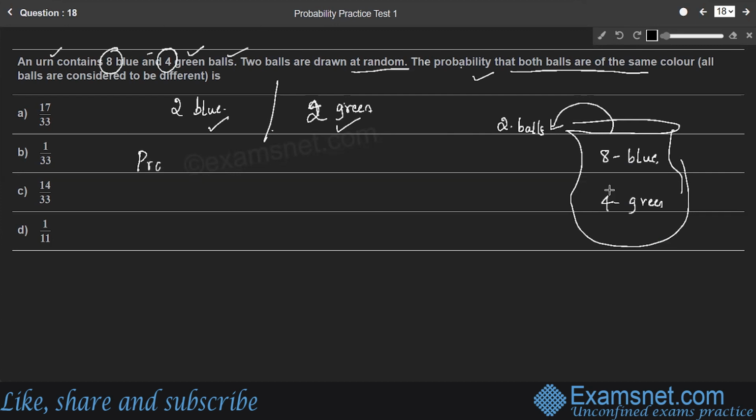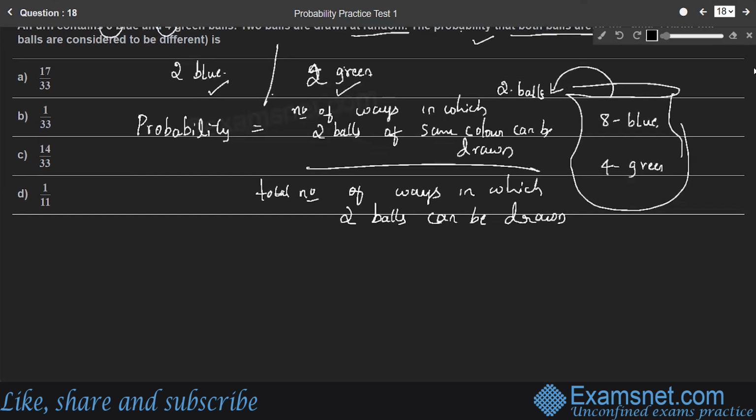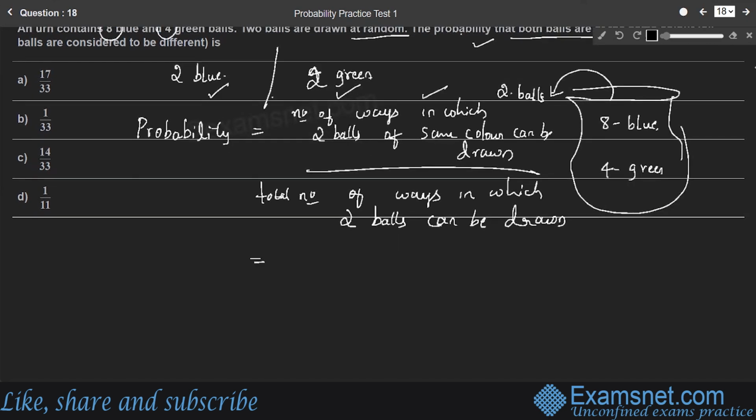Therefore, the probability is nothing but the number of ways in which 2 balls of the same color can be drawn, divided by the total number of ways in which 2 balls can be drawn. These 2 balls can be of the same type or cannot be of the same type. Therefore, we'll consider the number of ways in which 2 balls of the same color can be drawn.